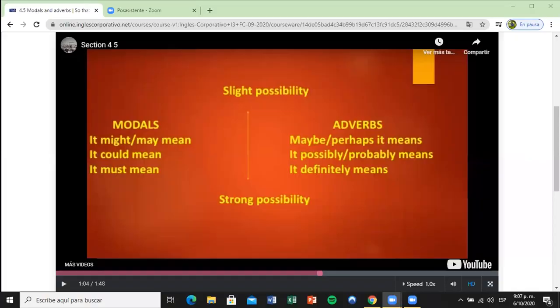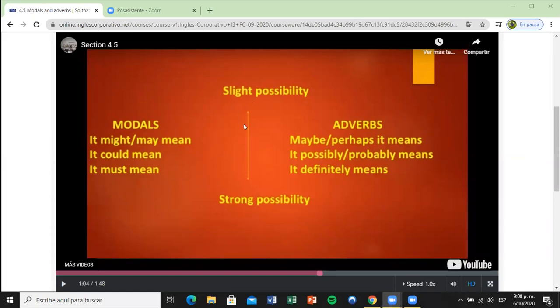No problem. Yesterday we looked at these, the modals and the adverbs that we learned yesterday. We learned the words might, may, could, must, and we learned the adverbs maybe, perhaps, possibly, probably, definitely. Now, what I said is that at least for the modals, if you look at the chart, you see a little arrow, and the arrow goes from slight possibility. That means this is possible.